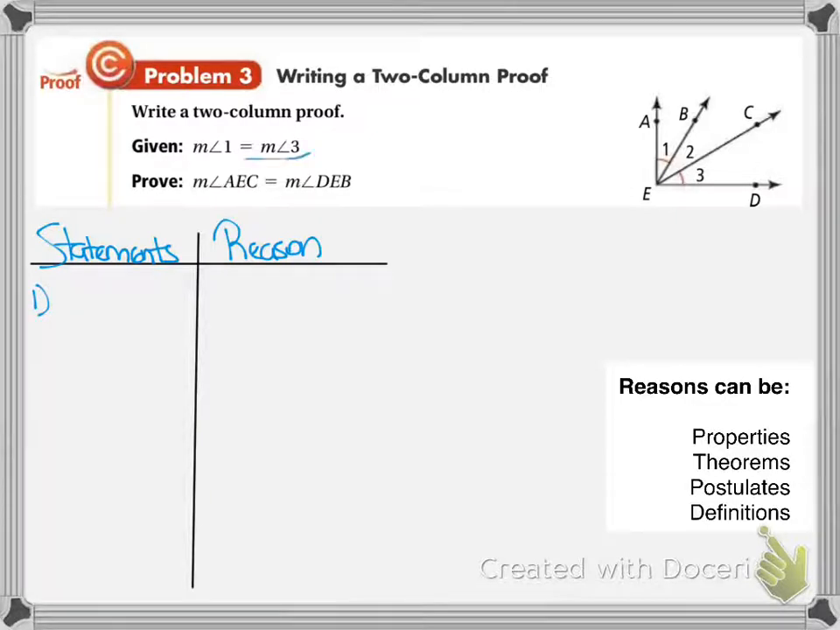So we are given that the measure of angle 1 equals the measure of angle 3. So the measure of angle 1 equals the measure of angle 3. And our reason for that would be given.